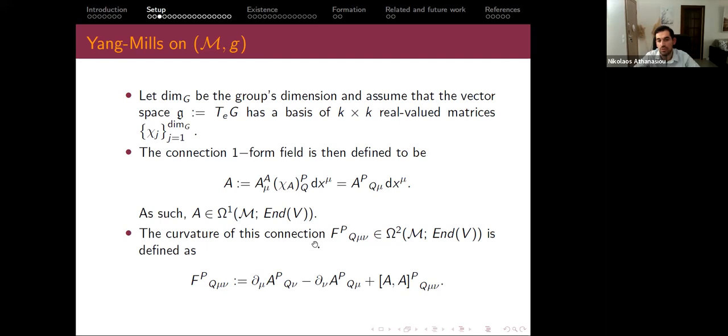Okay. So for non-abelian groups, this term is of course non-negligible, right? For abelian groups, this term doesn't appear, like in the Maxwell field.